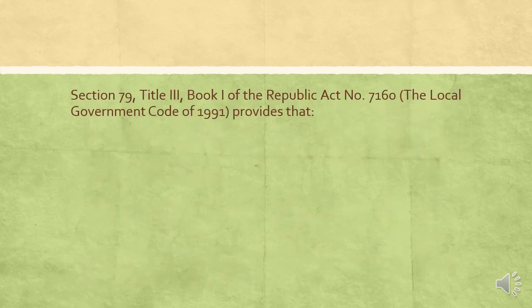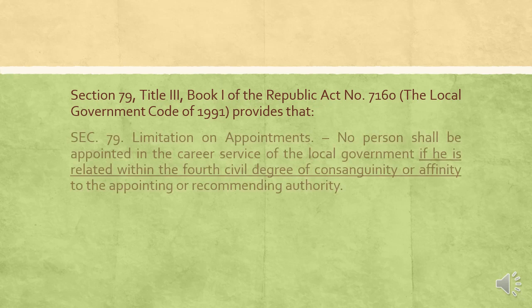Lastly, Section 79 of the Local Government Code of 1991 provides that no person shall be appointed in the career service of the local government if he is related within the fourth civil degree of consanguinity or affinity to the appointing or recommending authority. This is similar to Section 59 because for the same reasons, a recommending authority or an appointing authority is prohibited from appointing relatives by consanguinity or affinity within the fourth civil degree. This is even an extension up to the fourth civil degree, compared to Section 59, wherein it is only up to the third civil degree of consanguinity or of affinity.